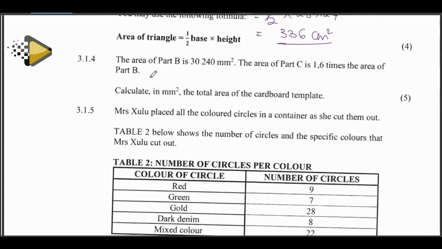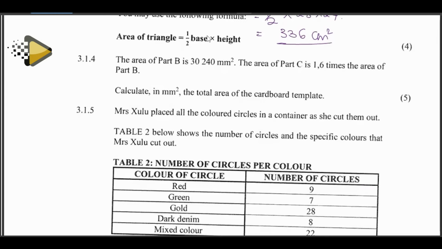The area of part B is 30,240 millimeters squared. The area of part C is 1,6 times the area of part B. Calculate in millimeters squared the total area of the cardboard template. What are we looking at?